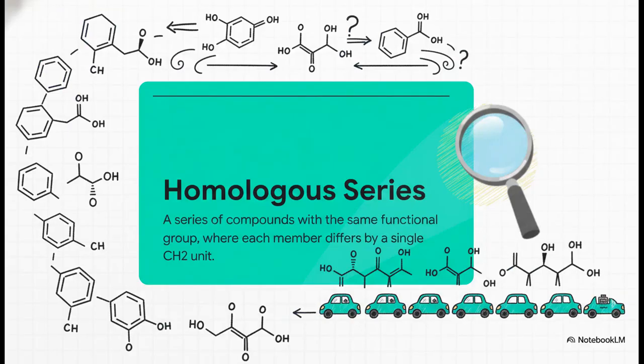Now, you might be thinking this catalog is totally chaotic, but there's actually a beautiful order to it. See, molecules with the same functional group all belong to the same family, what chemists call a homologous series. It's kind of like a line of car models. They all have the same type of engine, but some might be a little longer or shorter than others.